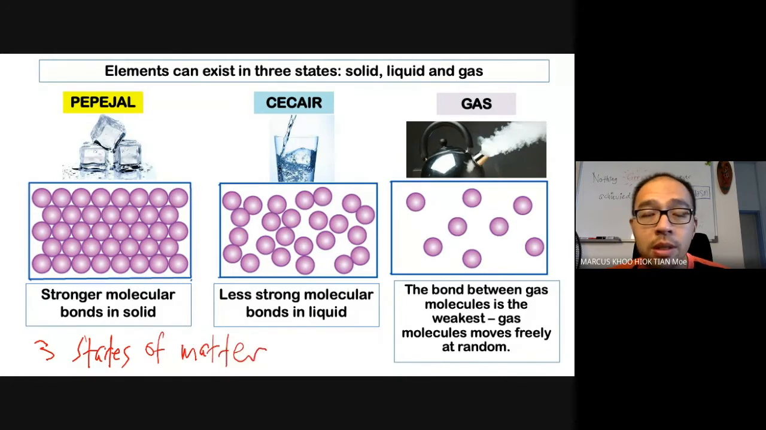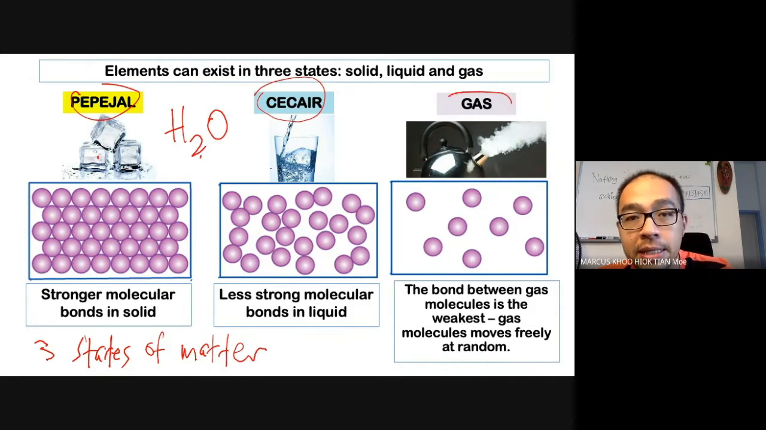Okay, in Malay we know it as tiga keadaan jirim. Okay, matter, all matter, all things in this world are all made up of matter. So all matter, okay, is made up of these three states, which is solid, liquid, and gas. And the most famous example for us is, of course, H2O, okay, which is water, which can exist in solid in the form of ice, liquid in the form of water, and gas in the form of steam or vapor.